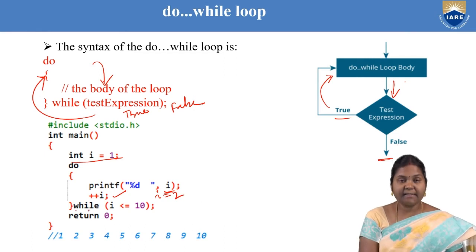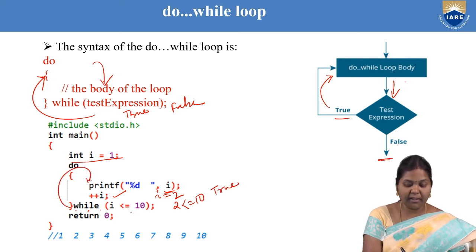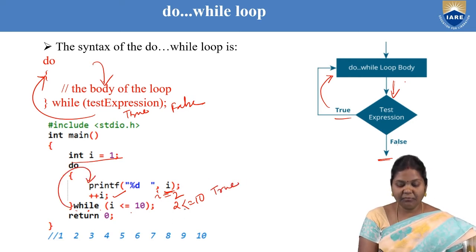Now at the exit we are testing the condition that while I less than equal to 10. That means 2 is less than equal to 10. Yes, it is true. So if the condition is true, then repeat the loop again, enter into the loop. So print the value of I. So 2 will be displayed. And then increment the I value. Now it becomes 3. 3 is less than equal to 10.